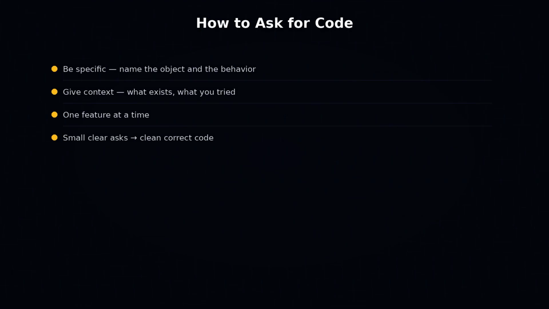How you ask matters. A few simple habits make the agent far more useful. Be specific. Instead of make it nice, say make the stone glow brighter when I hold it. Give context. Tell it which object, which script, what you already tried. And do one feature at a time. Small, clear requests get clean, correct code. Big vague requests get messy results you have to untangle.